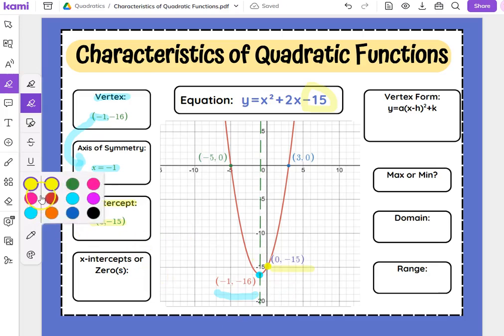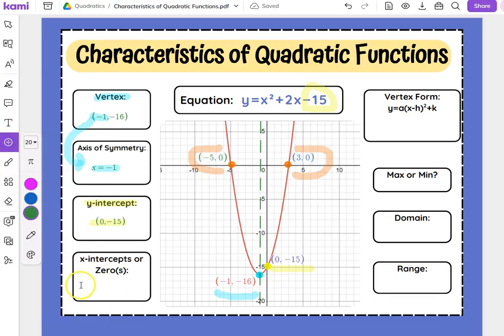All right, our x-intercepts are the places where the graph crosses the x-axis. Cursor got a little off. So that's here and here at -5, 0 and at 3, 0. So in this case, we have 2. Sometimes we'll have 2. Sometimes we could have 1. And sometimes we could have none. And we'll talk more about that as we get going. But for now, we're just going to be identifying.